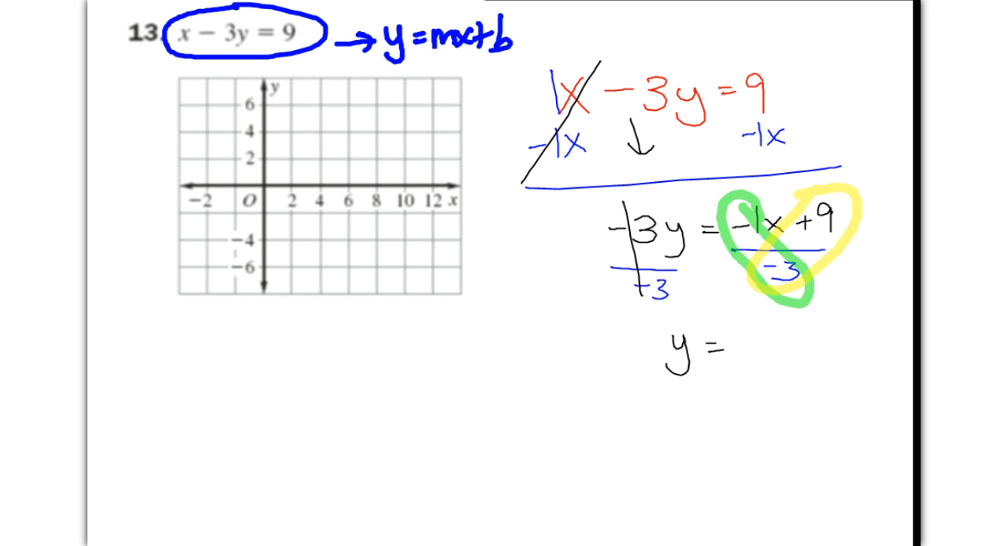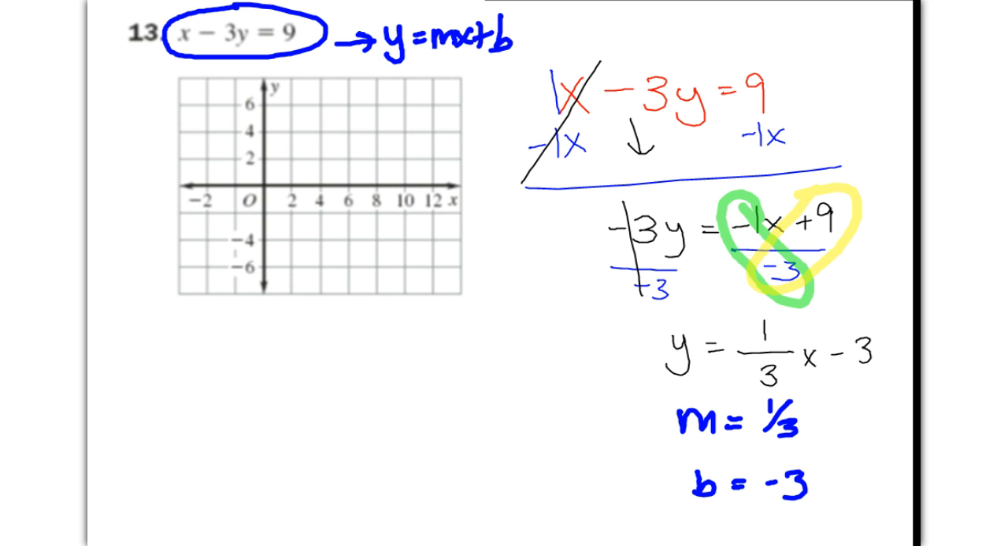So the first one, the green one there, is negative 1 over negative 3. A negative over a negative is positive. And 1 over 3 is just the fraction 1/3. So we have 1/3 x. And then in the yellow there we have 9 divided by negative 3. Positive 9 over negative 3. When we do that division we get negative 3. So now our slope is the coefficient of x, which is 1/3, and our y-intercept is negative 3.